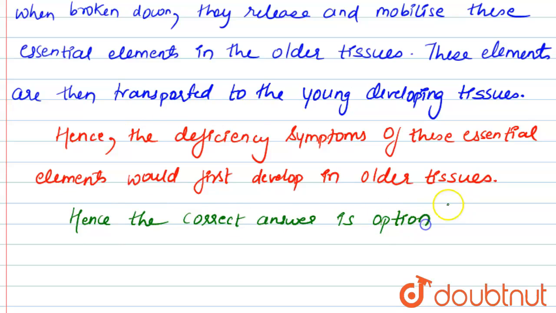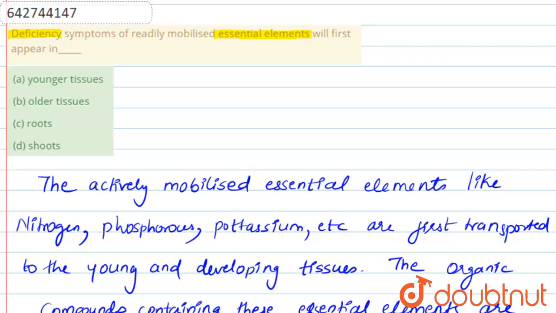Option B. Alright, here the question was deficiency symptoms of readily mobilized essential elements will first appear in, that is option B, older tissues. Alright, because they are lacking these essential elements. Alright, I hope you understood my explanation.